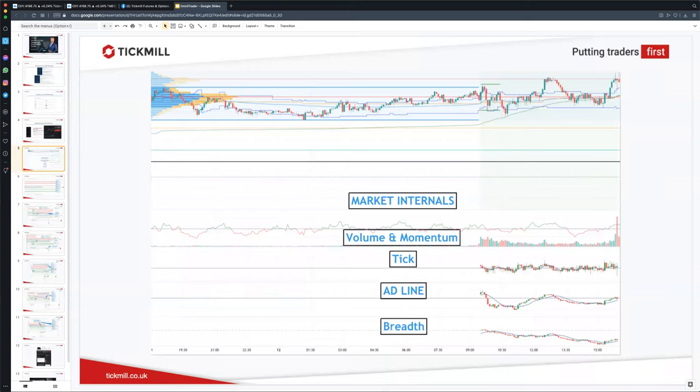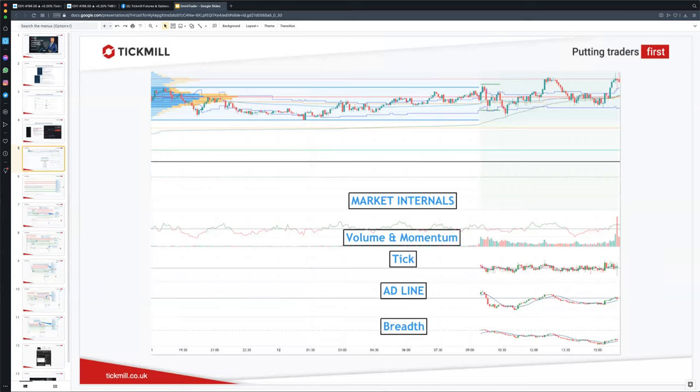So let's take a look more closely now at what market internals are and how we can incorporate them into a consistent trading strategy. Firstly, volume. As a unique feature of the trading, the exchange traded derivative as opposed to CFDs or Forex.